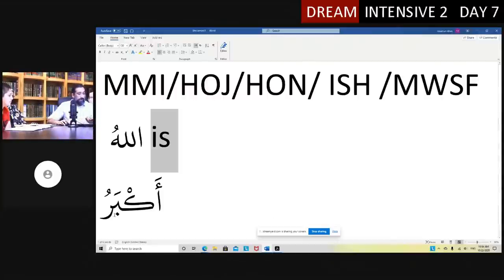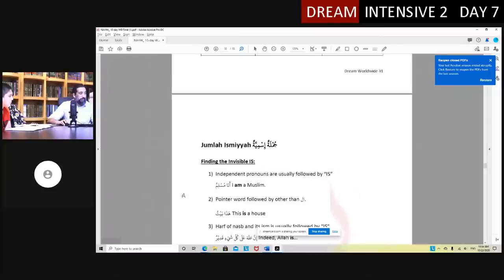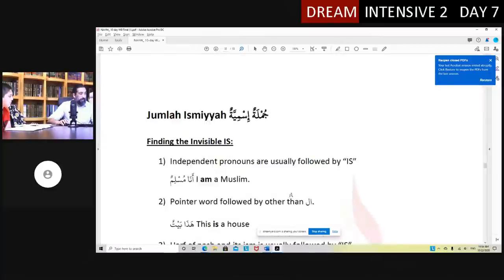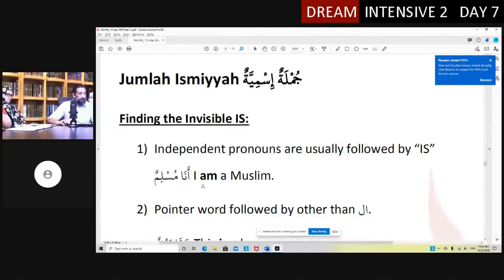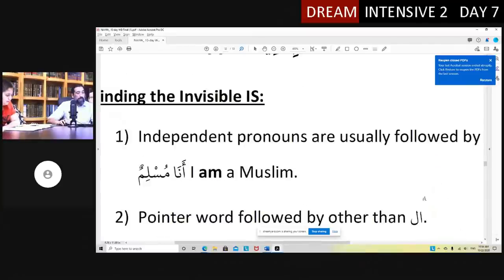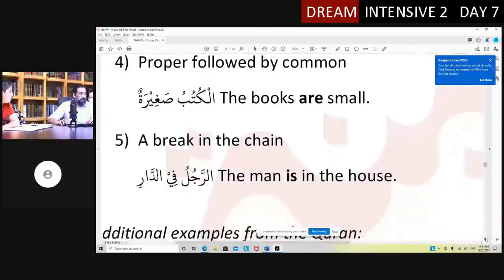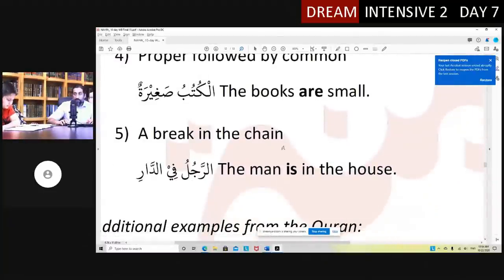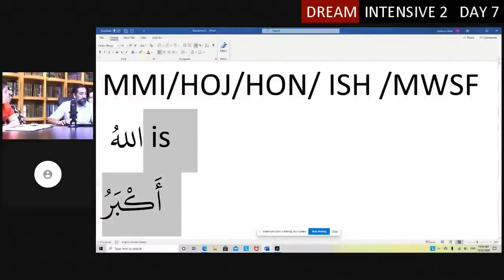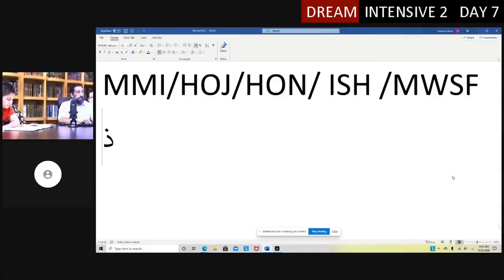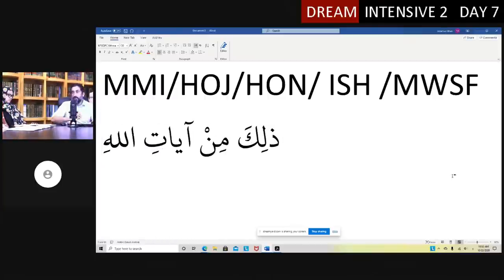But for now, I want to do these exercises on page 32. Let's read through it. Finding the is. The hardest one is at the bottom, number five, a break in the chain. It says Ar-Rajul Fiddar. That's not an ayah of the Quran, so let me write another ayah instead: Dhalika min ayatillahi. That's an ayah of the Quran.